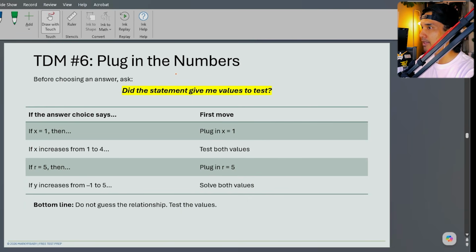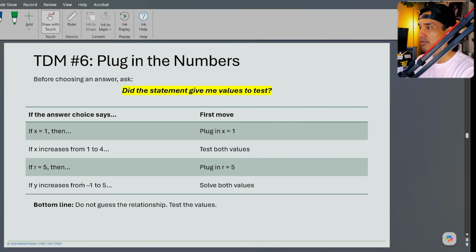Number 6, plug in the numbers. Before choosing an answer, ask, did the statement give me values to test? This one we're just plugging in numbers. If the answer choice says if X equals 1, then the first move is to plug in X equaling 1. If X increases from 1 to 4, we're going to plug in X for 1 and X for 4 and observe what happens. If R is equaling 5, then the first thing that we're going to do is plug in R equaling 5 and then see what happens.